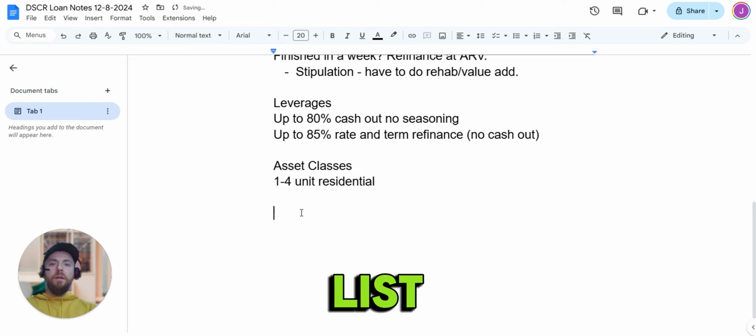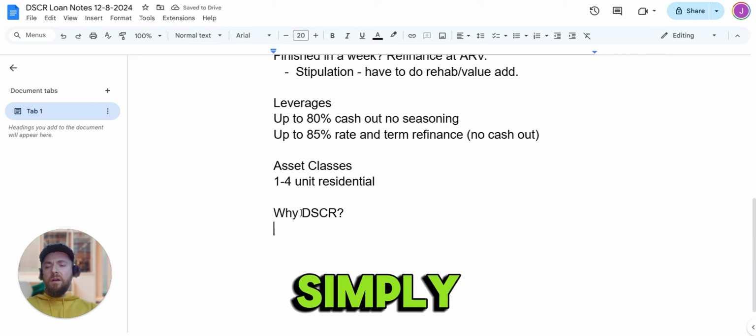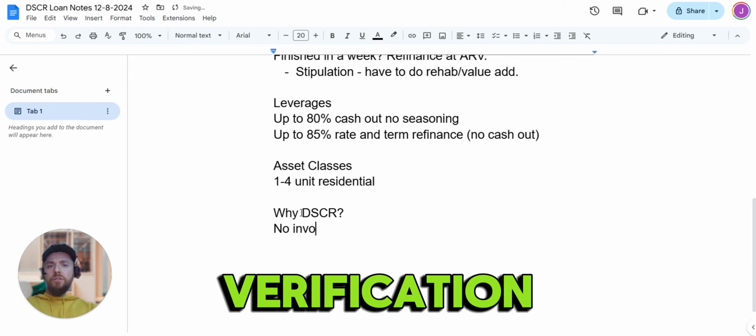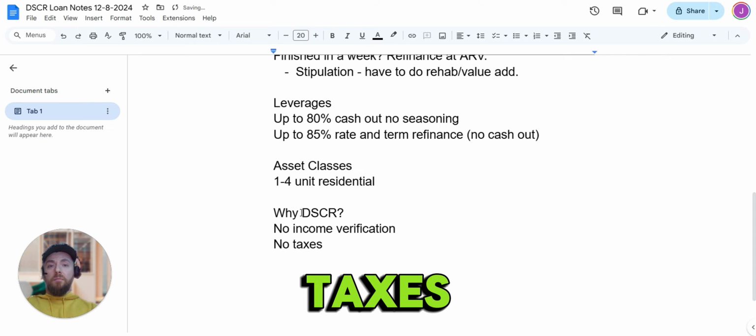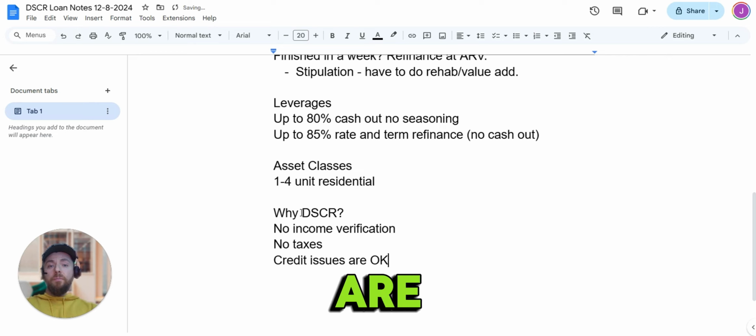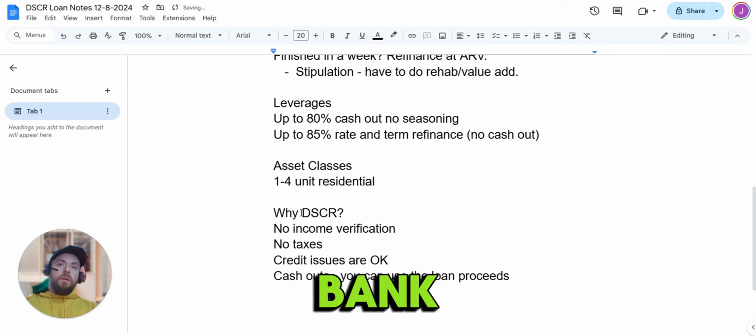I'm going through my list here. Again, we're off the cuff, but why DSCR? The big why for this is simply because no income verification, no taxes, credit issues are okay. I mean, you can have a late payment, stuff like that. We're still going to do the loan. What else? For cash outs, you can use the loan proceeds versus having the money in your bank.